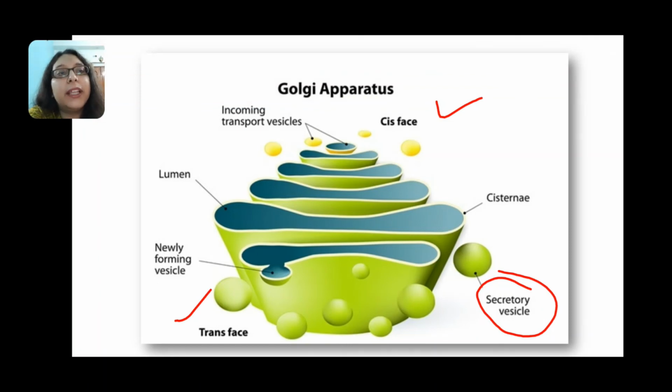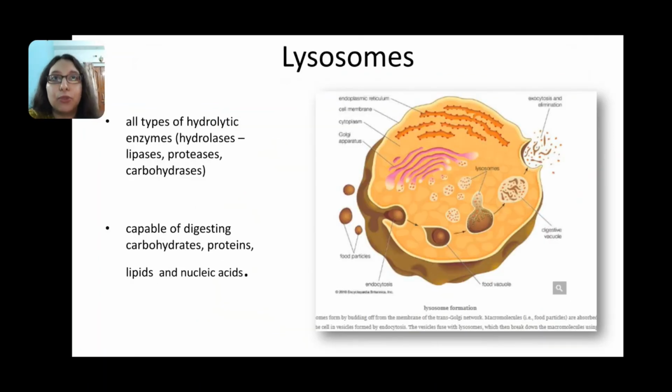Next, moving on to the next slide, we have lysosomes. Lysosomes contain lytic enzymes, basically hydrolytic enzymes. Specifically, they are hydrolases, lipases, proteases, and carbohydrases. With all these lytic enzymes present, they are mainly responsible for digestion of carbohydrates, proteins, lipids, and nucleic acids.